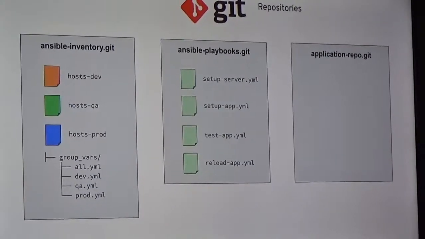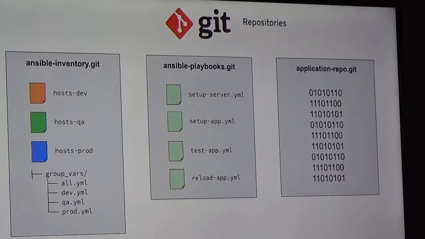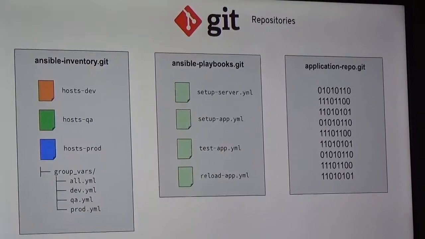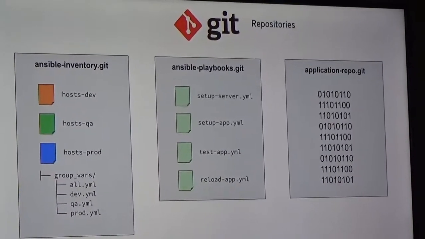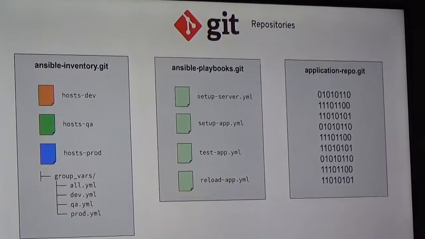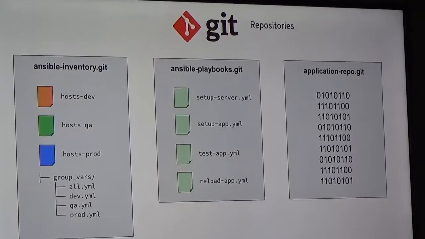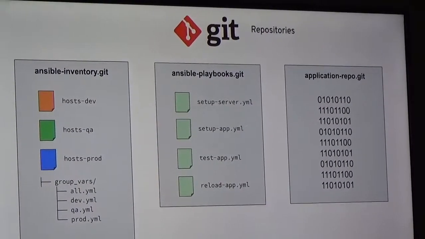And then we have our application repo. I'm going to be in the shoes of the infrastructure team member, and I don't really care what's in the application repo. It doesn't matter if it's Ruby on Rails, a Node.js website, or an ASP.NET application, it's just ones and zeros. And that's how we're going to structure our repositories.